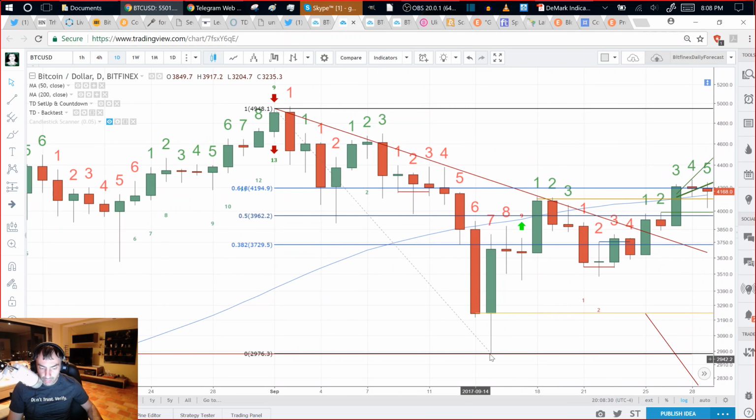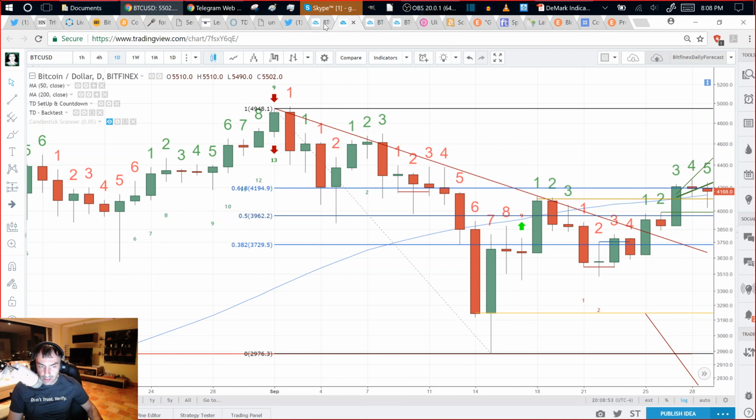I was able to call the 3,000 potential reversal, but for other reasons. Mostly because 3,000 was the previous high. We went to 5,000, so the previous high became awesome support. But you did get a 9 buy indication 2 days later.